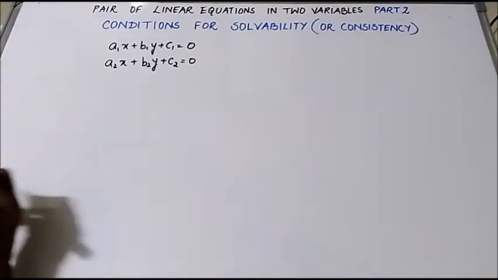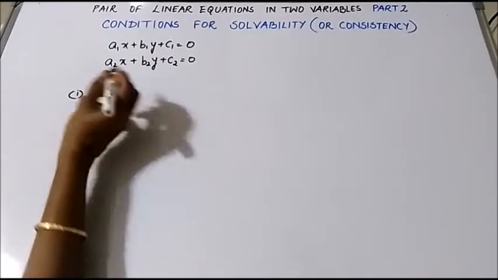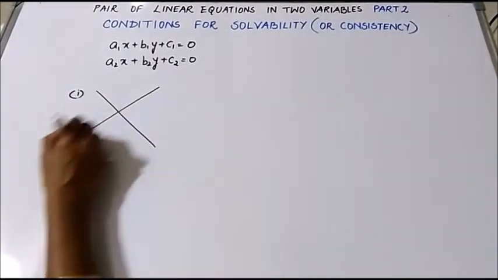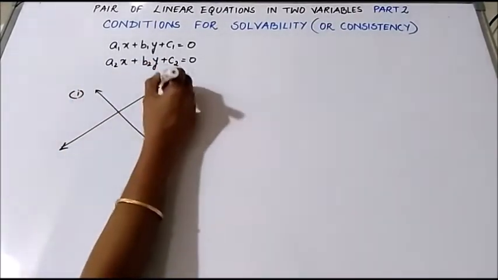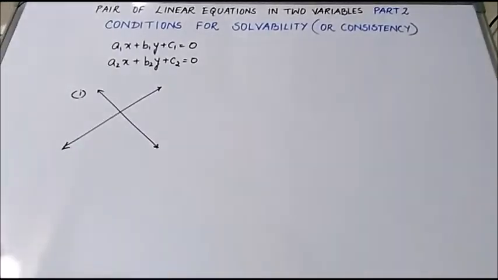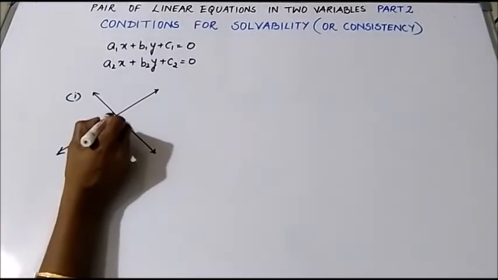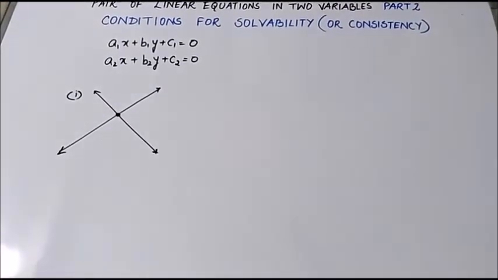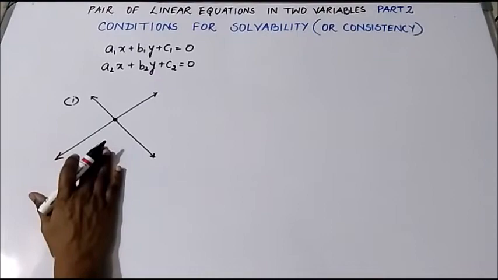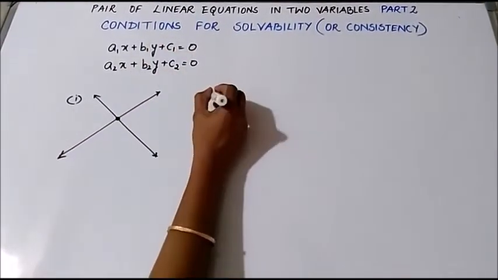Now given a plane and two lines, there are three possibilities. The first possibility is that two lines may intersect each other. Now here how many points do we see in common? We see only one point that is common to both the lines. Hence in this case there is only one solution.